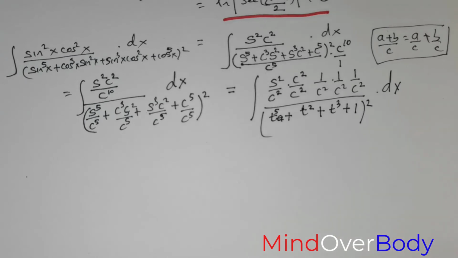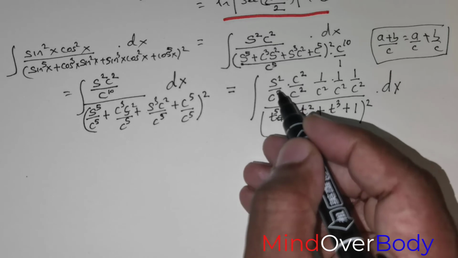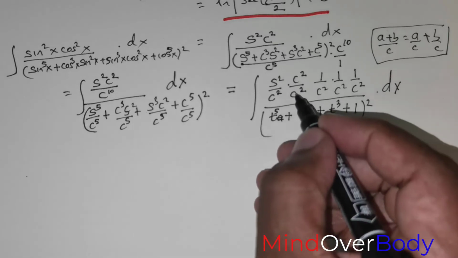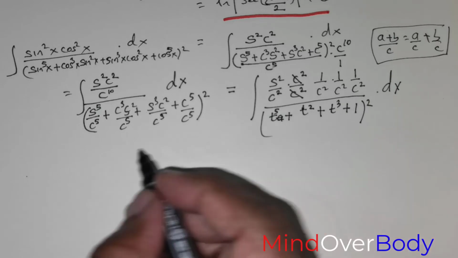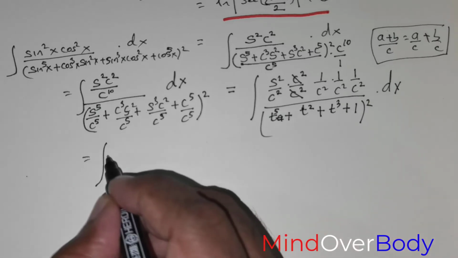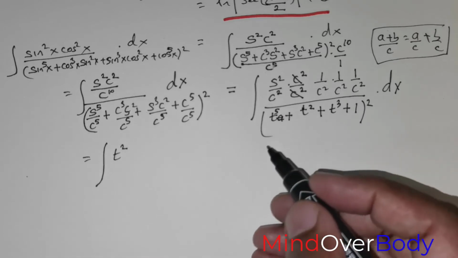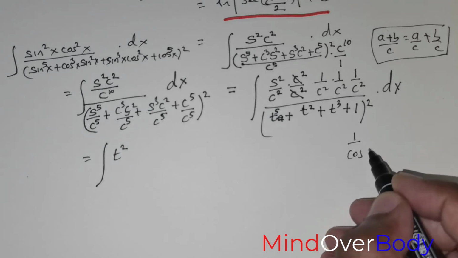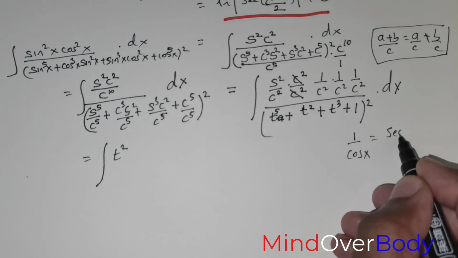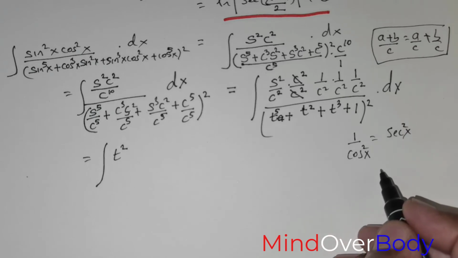So we need to do some alterations like that. Now let us replace s squared over c squared as t squared. Of course this c squared and c squared in the numerator will be cancelled. So in the numerator I got t squared times, now what is 1 over cos x? 1 over cos x is nothing but secant x. So 1 over cos squared x is going to be secant squared x, right?